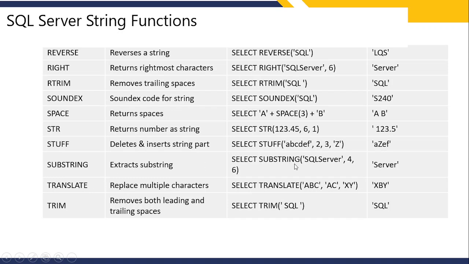SUBSTRING will only extract a particular substring. So from the 4th location I want 6 characters. So 1, 2, 3, 4, 5, 6. Server is got. Then TRANSLATE, it will replace multiple characters. Like here I can specify A, B, C. Now A and C are to be replaced by X and Y. So A will be replaced by X, C will be replaced by Y. TRIM replaces both leading and the trailing spaces. So here the leading and the trailing spaces are both removed.